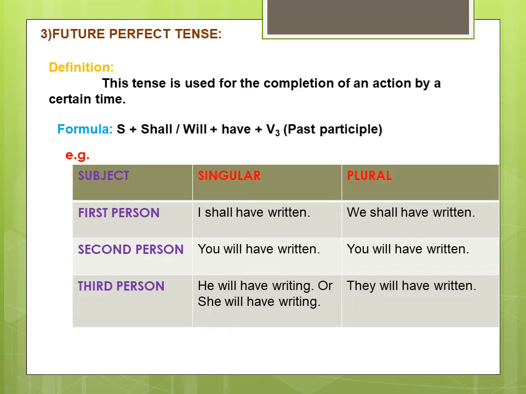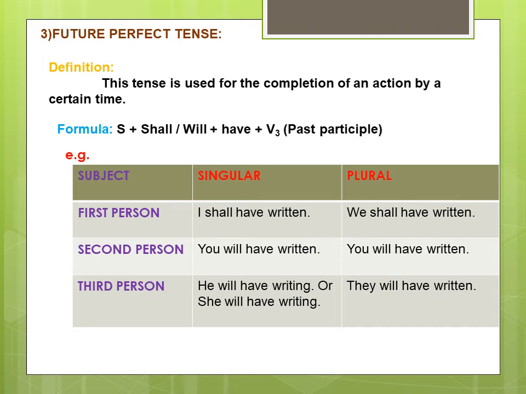We shall have written. We is first person. As per our formula, S means we, plus shall or will; we can write shall here. Have is also very important because it's the future perfect tense. Our definition tells us this tense is used for the completion of an action by a certain time, and written is the past participle form of the verb.